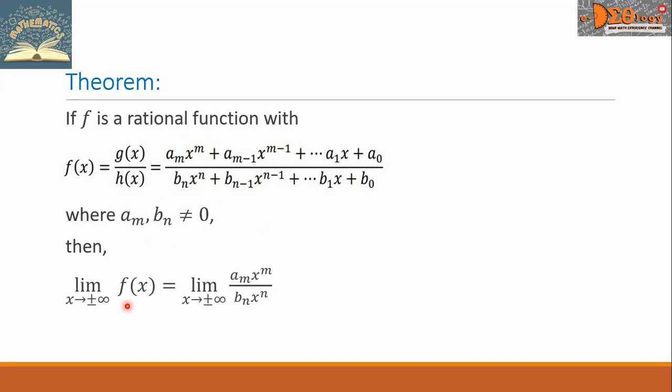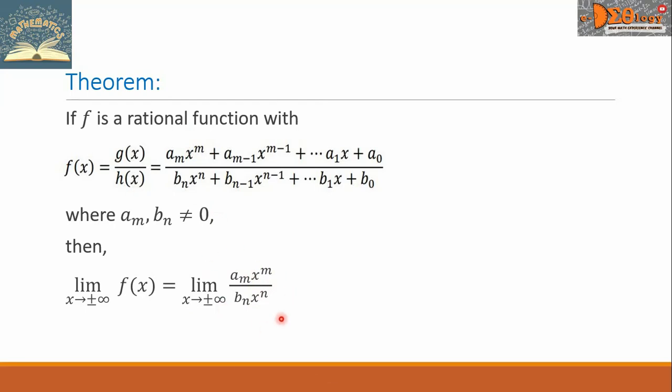Now, the limit of f of x as x approaches positive infinity or negative infinity equals the limit of a sub m times x raised to m all over b sub n times x raised to n as x approaches positive infinity or negative infinity. Take note here, the numerator is the first term in the function g of x, while the denominator is the first term of the function h of x.